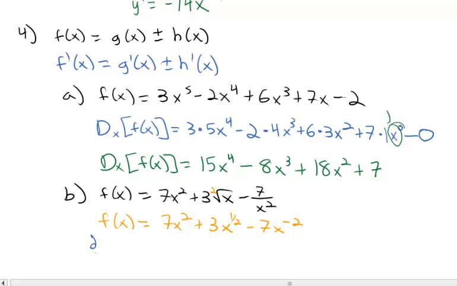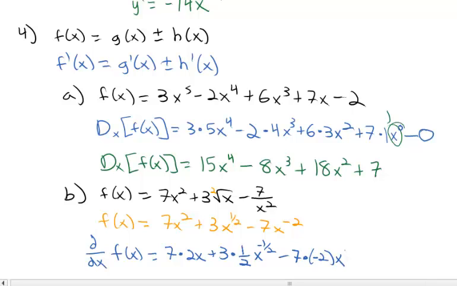We can say d dx of f of x is equal to 7 times the derivative of x squared is 2x to the first, plus 3 times the derivative of x to the 1/2 is bring the 1/2 out front, x to the negative 1/2, subtracting 1, minus 7 times, bring the exponent out front, negative 2, x to the negative 3.